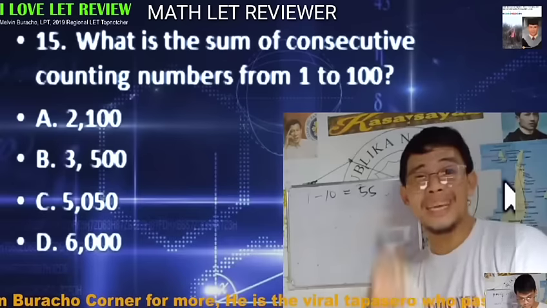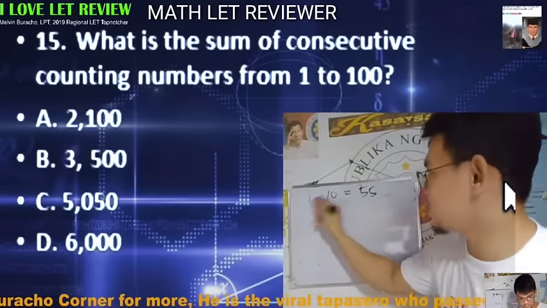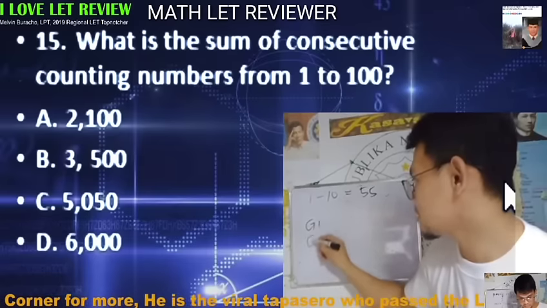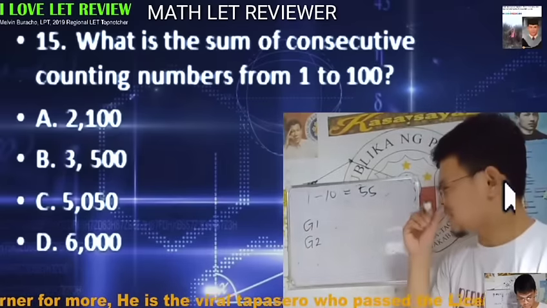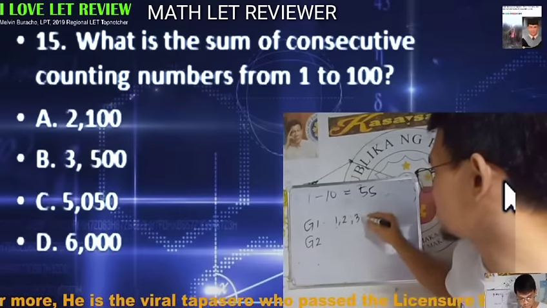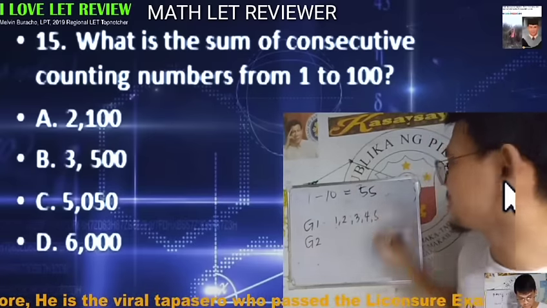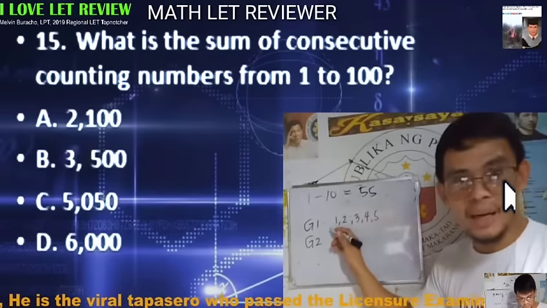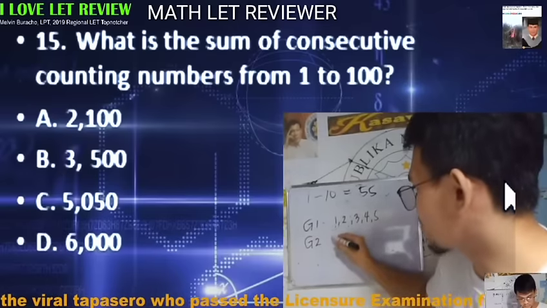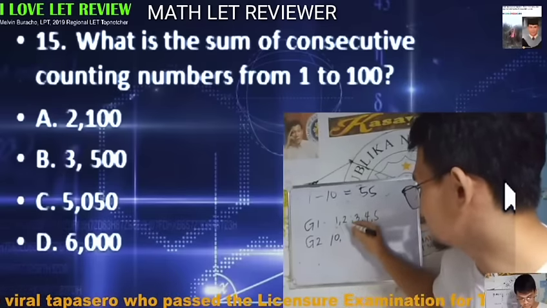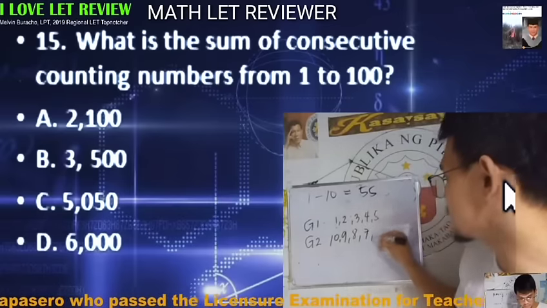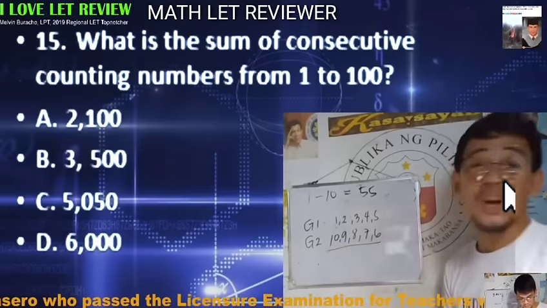Now, let's prove it sa ginawa nating equation. Let's divide 1 to 10 into 2 groups. Group 1, group 2. Okay? So now, what is the first group? 1 to 5: 1, 2, 3, 4, 5. What is the second group? Again, ascending for the first group, descending for the second group. So, 10, 9, 8, 7, 6.